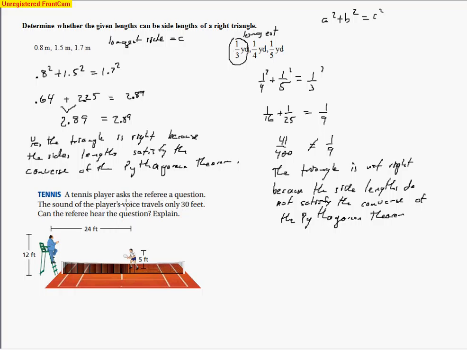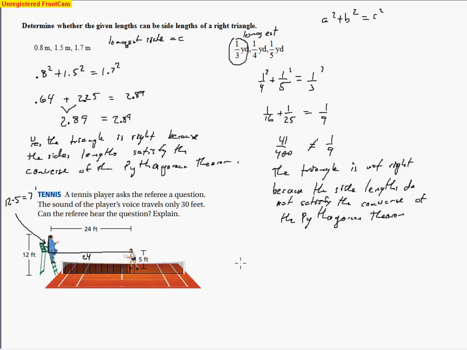The sound of the player's voice travels 30 feet. Can the referee hear the question? Well, looking at this information, it looks like horizontally they're 24 feet apart. Vertically, well, the referee's standing 12 feet above, but the person's head is 5 feet from the ground. So if I make a right triangle out of this, this distance here from the person's mouth to the base of where this person is, 24 feet. Well, the distance vertically would be the difference of the tennis player's height and the referee's height. And so that's going to end up being 7 feet. And so I did 12 minus 5 equals 7 feet.